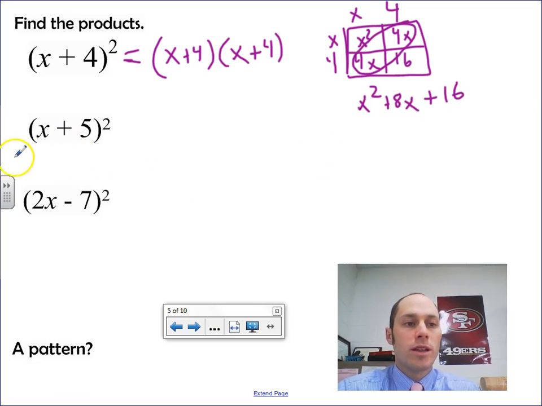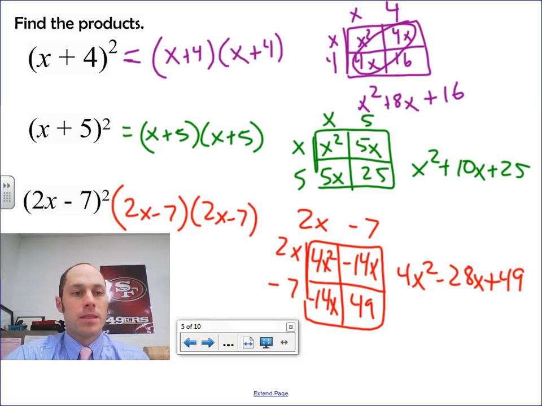Okay, I would like you to try the next two. Pause the video, multiply those together, and then we'll see if we can find a pattern to these. All right, do you see a pattern? When we do x plus 5 squared, we get x squared plus 10x plus 25. 2x minus 7 squared, we get 4x squared minus 28x plus 49.